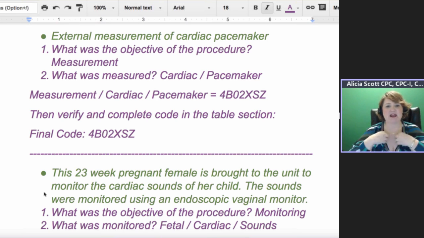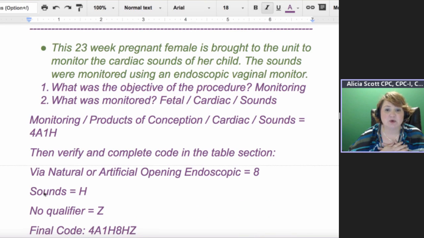All right? Oh, I'm sorry, we did have one more. These are some that I had come up with that were very common, I thought, that you'll see in our inpatient setting. A 23-week pregnant female is brought into the unit to monitor the cardiac sounds of her child. The sounds were monitored using an endoscopic vaginal monitor. So what's the objective? We're monitoring. That's where you go in the index. What are we monitoring? Fetal cardiac, that's the body system, but what is it? It's the sounds.